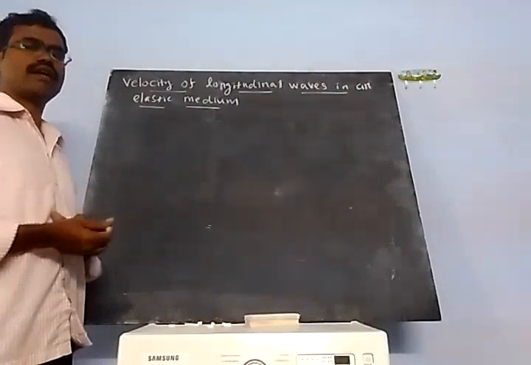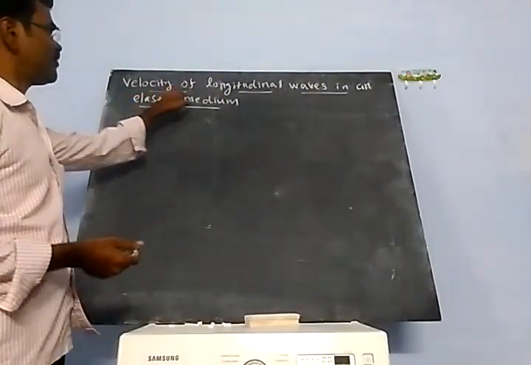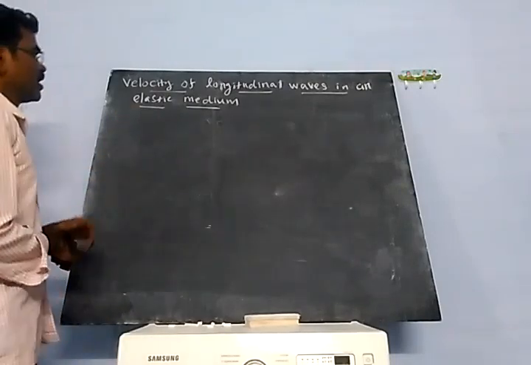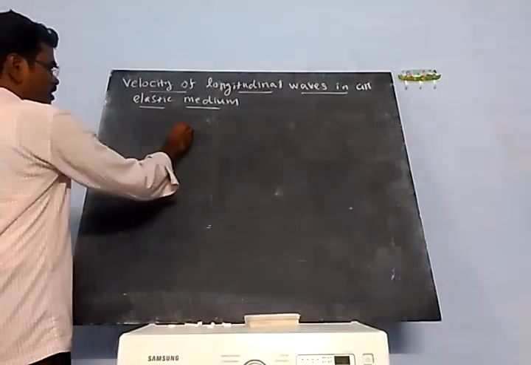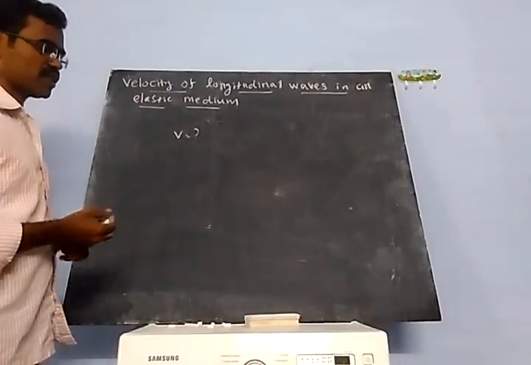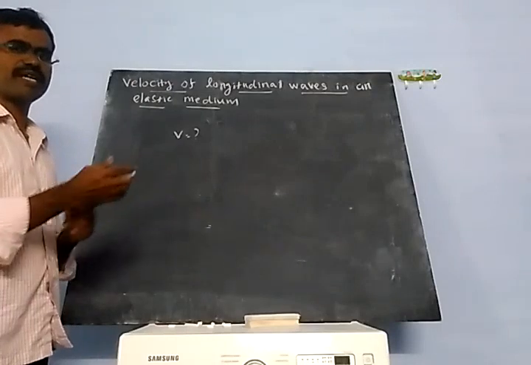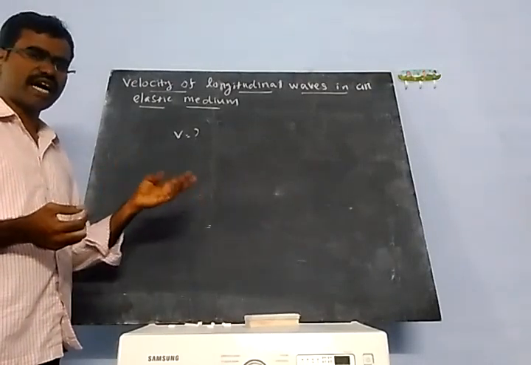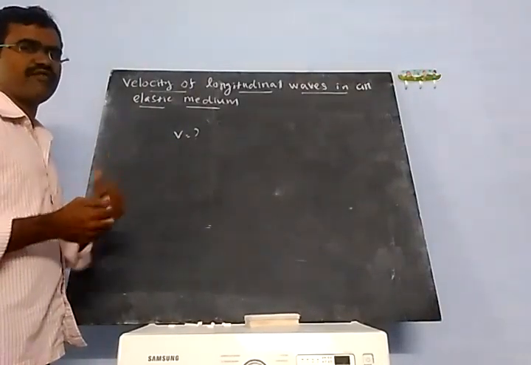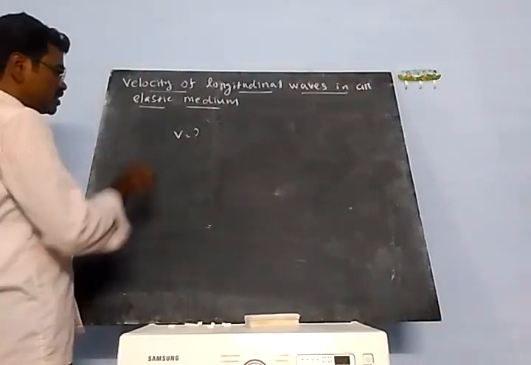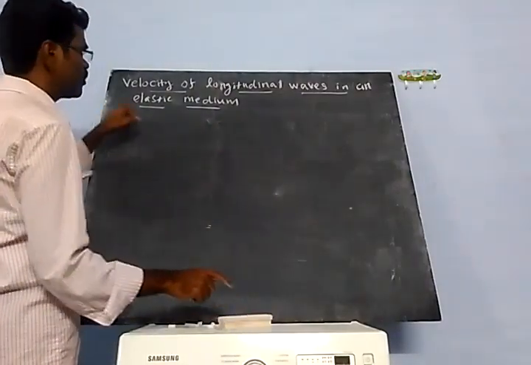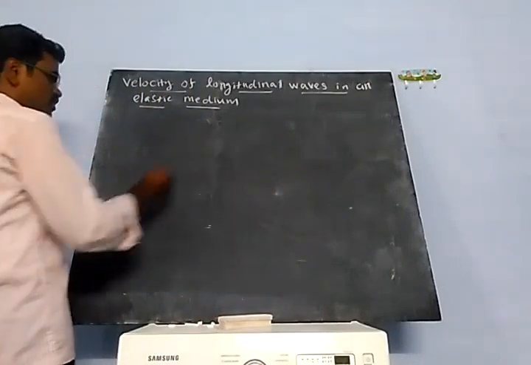Hello students, today we are going to discuss the velocity of longitudinal waves in an elastic medium. Last class we discussed that velocity depends upon the tension of the string and the linear mass density, so we calculated the velocity of a stretched string. This class we are going to find out the velocity of longitudinal waves.